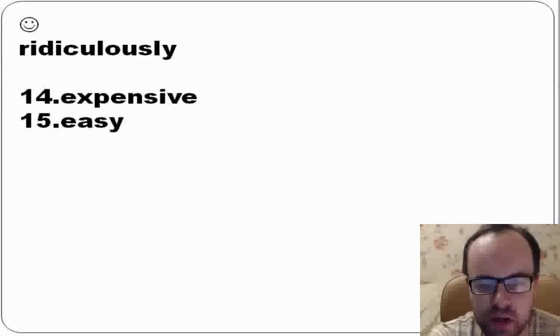So please write in the comments what things are ridiculously expensive. For instance, I'm absolutely convinced that to buy a flat in the center of Moscow, even a small one, is ridiculously expensive. Less than 1% of people can afford to buy a flat in the center of Moscow. You know how much it costs to do it. So it's something unimaginable. And please name other ridiculously expensive things.